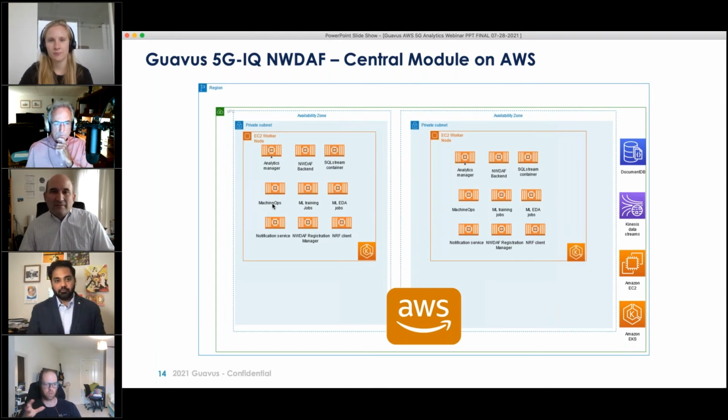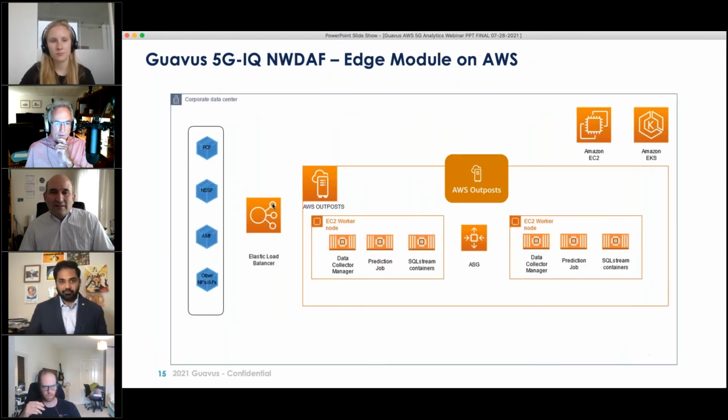So this is the central module. As you can see, obviously, the different components. As I mentioned, everything was deployed on the EKS stack as well, and it's architected across multiple availability zones. So out at the edge.